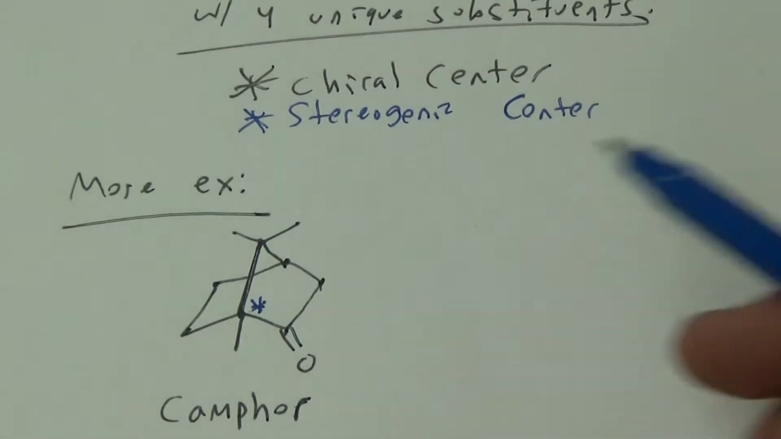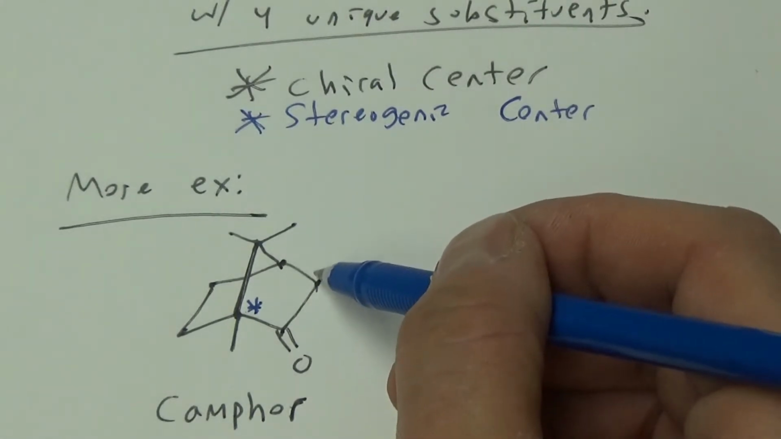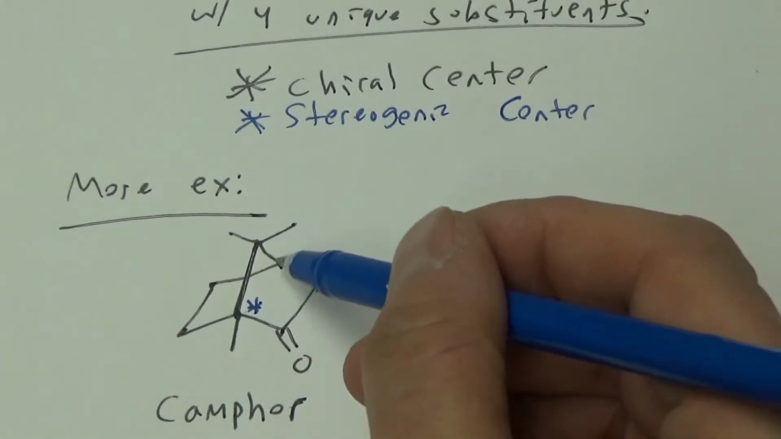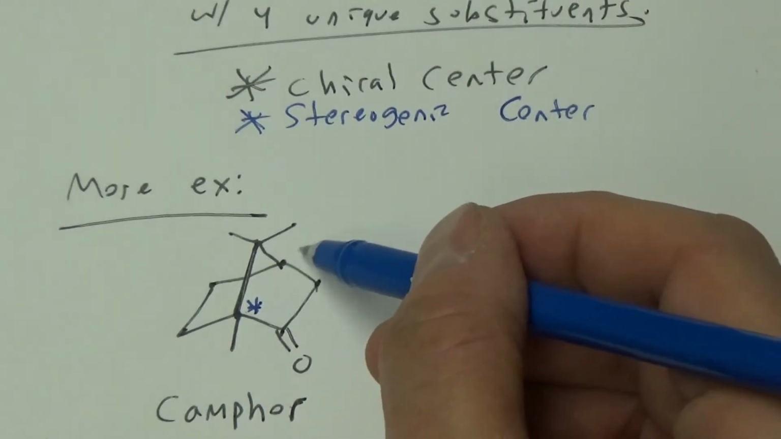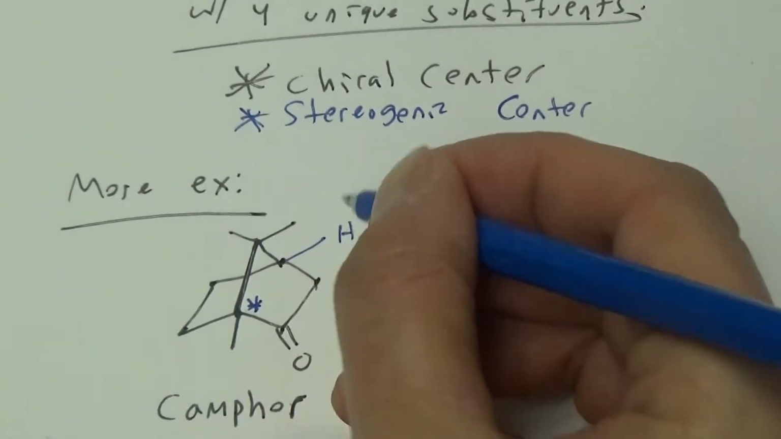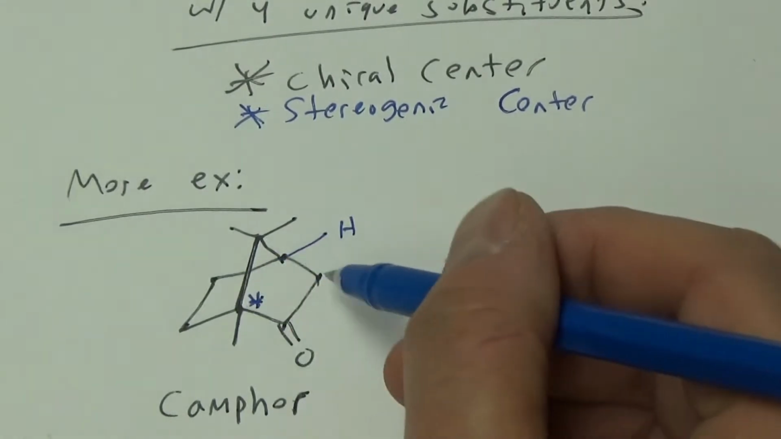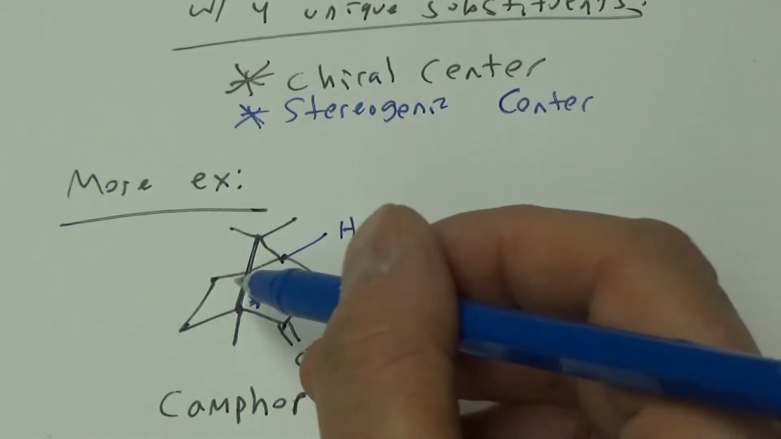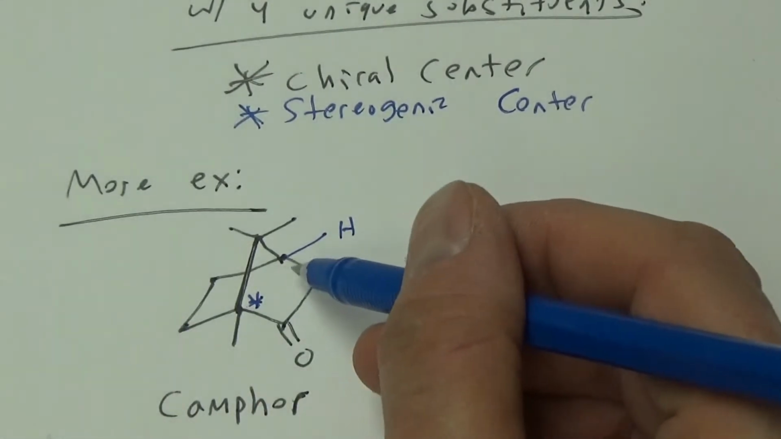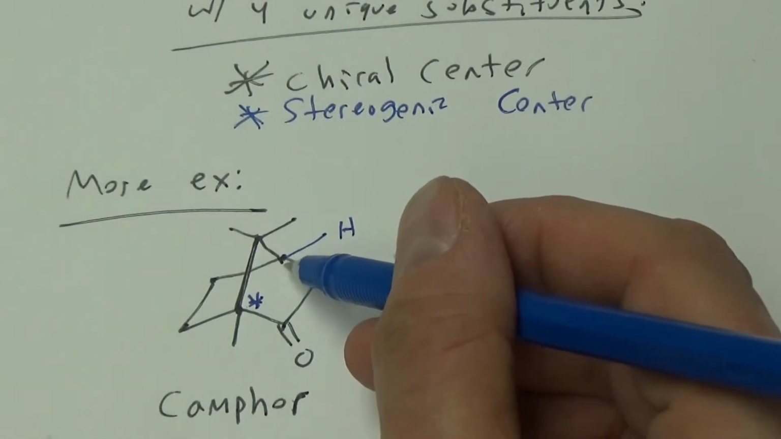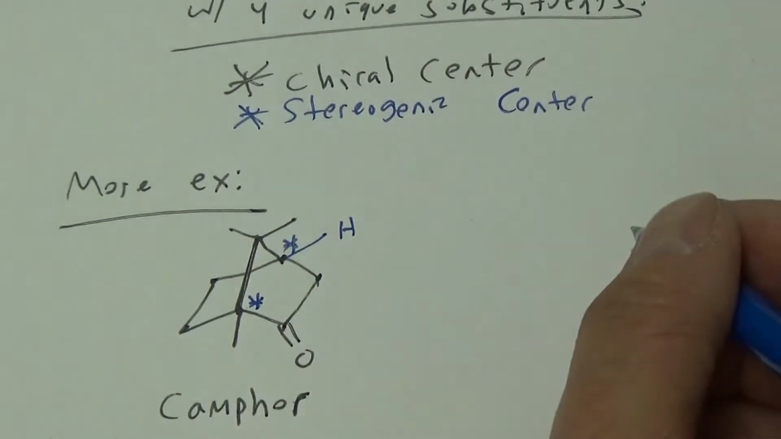Is that the only one we have? Well, there is this carbon in the back, and you might say, well, it doesn't look like there's 4 unique things because there's 2 CH2s and an H going back, right? There's an H in the back, and then there's a carbon up top with the methyls. But the thing is, these 2 CH2s are different. This CH2 is next to a ketone. This CH2 is next to another CH2. So this is a carbon with 4 unique things on it, and it is also called a chiral center or stereogenic center. Okay, so put little stars there.